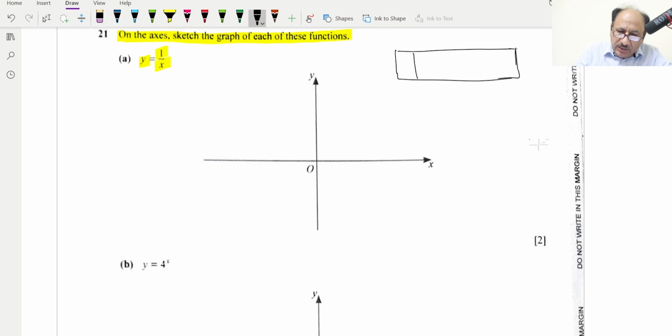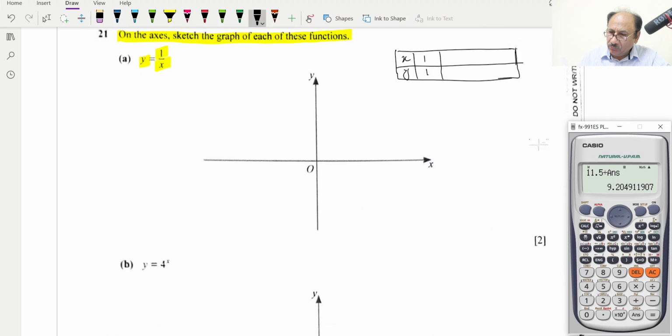So this will be the x value and this one will be the y value, and you can take x is equal to 1 and y will be 1. You can even use a calculator also. And how you can use the calculator, this will be 1 over alpha x, this one.